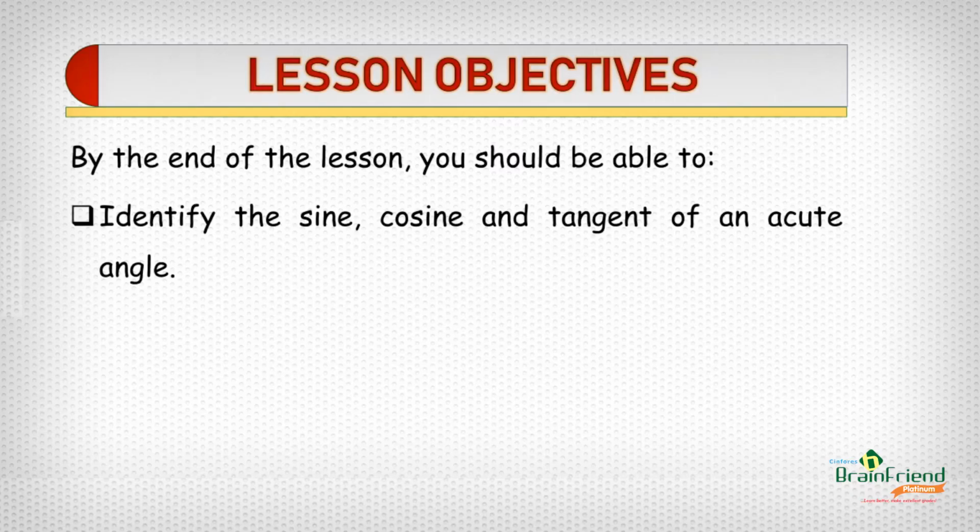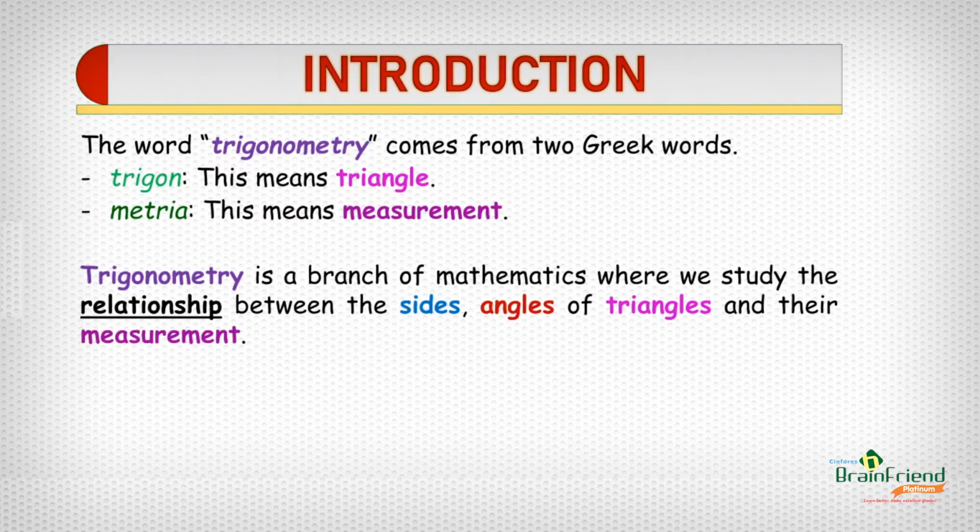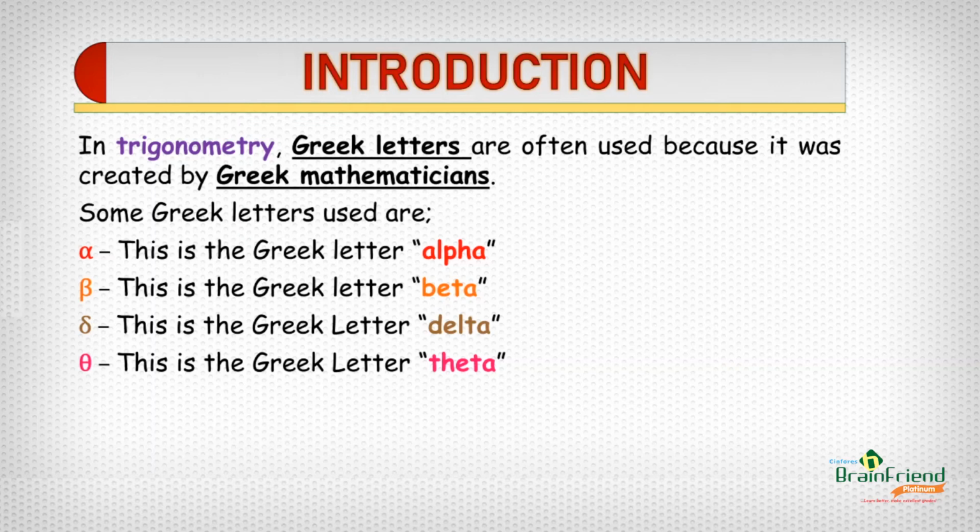By the end of the lesson, you should be able to identify the sine, cosine, and tangent of an acute angle. The word trigonometry is gotten from two Greek words, and they are trigon, which means triangle, and metria, which means measurement. So, trigonometry is a branch of mathematics where we study the relationship between the sides and angles of triangles and their measurements. Because trigonometry was created by Greek mathematicians, Greek letters are often used, such as alpha, theta, beta, and delta.